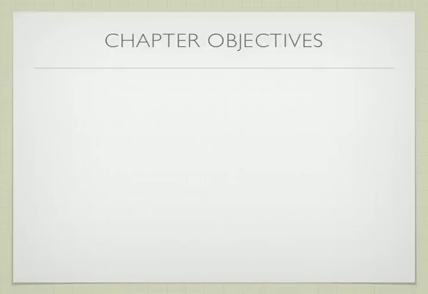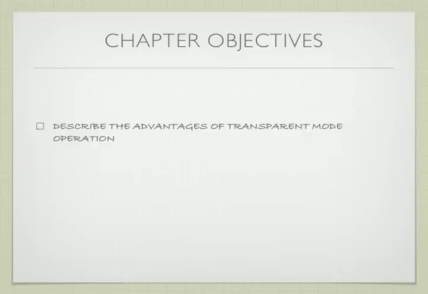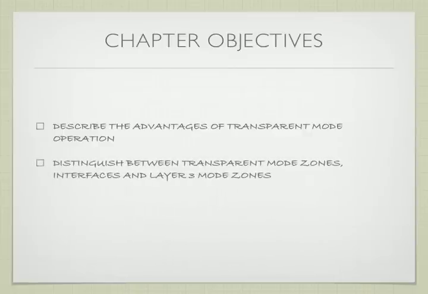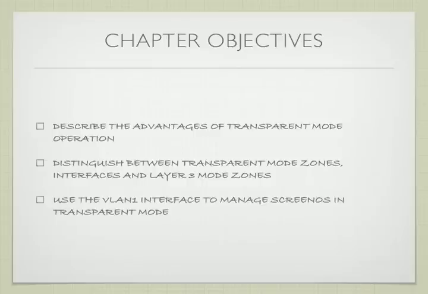So the objectives for this chapter then are to be able to describe the advantages of transparent mode and how it operates, to be able to distinguish between the transparent mode zones and interfaces and the layer 3 mode zones and interfaces when you're looking at the configuration of a ScreenOS device. And to be able to use the VLAN 1 interface and configure this for management of the device that's been configured in transparent mode. The VLAN 1 interface is a special purpose interface just for this operation in transparent mode.